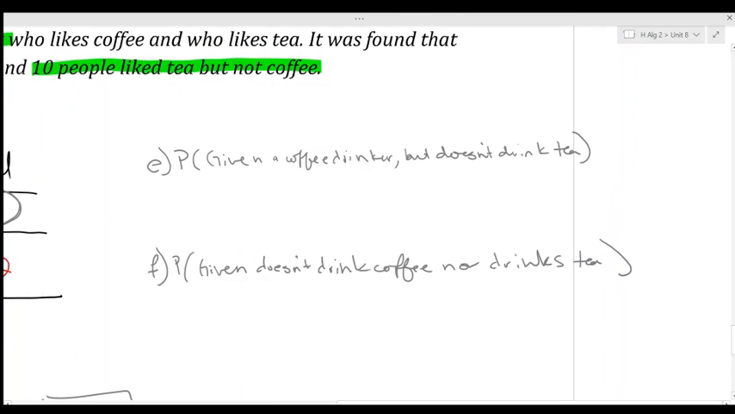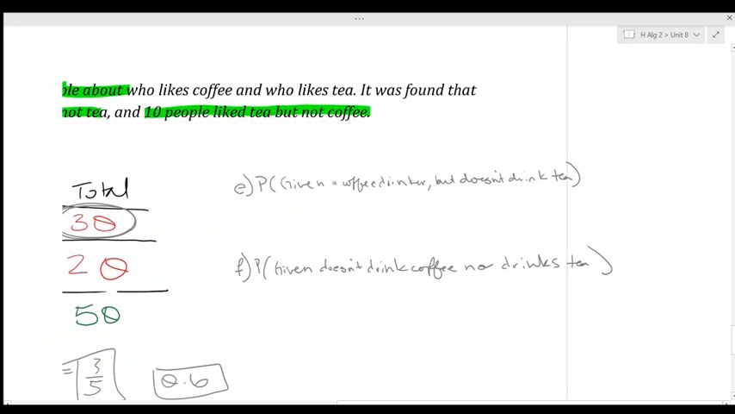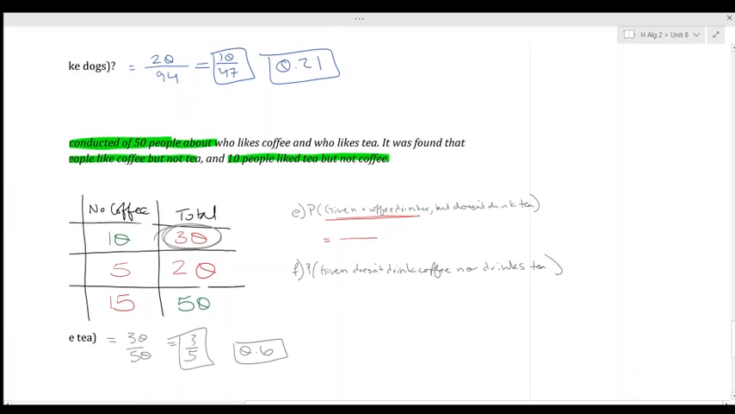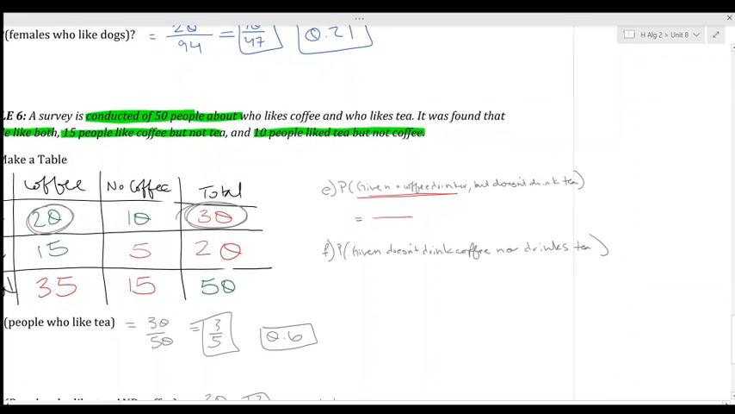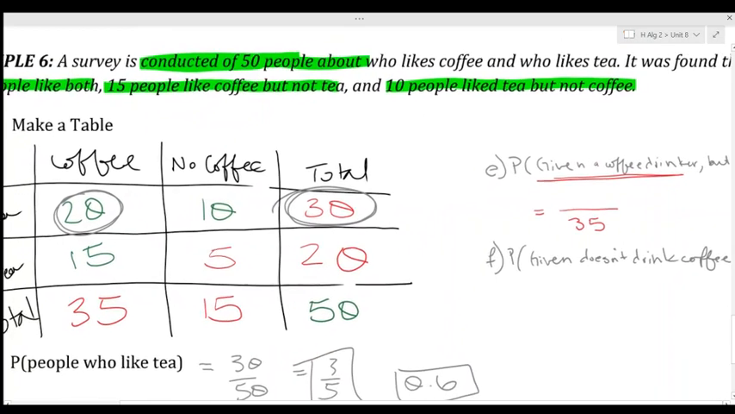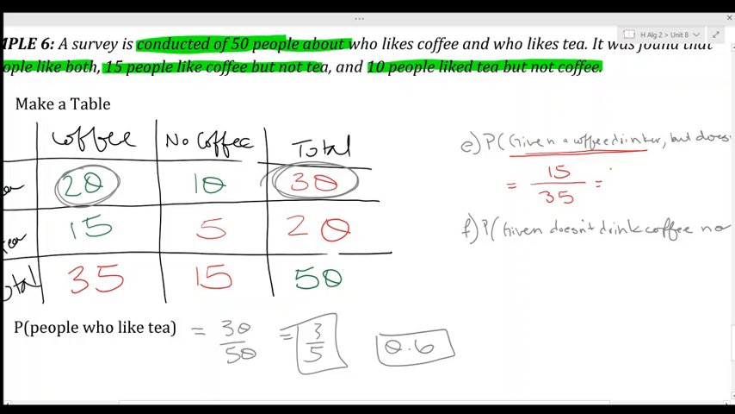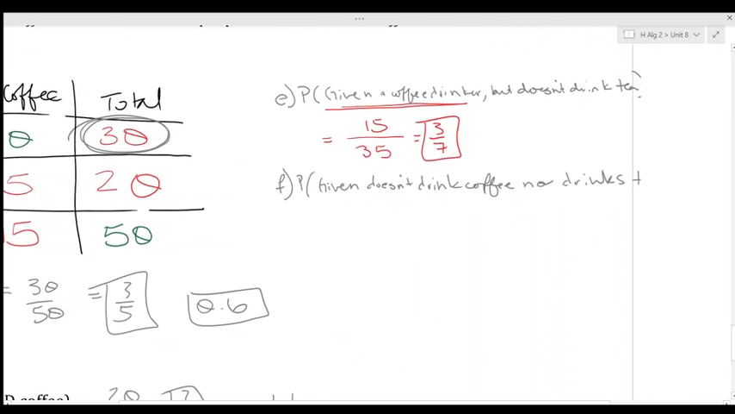Okay, now some conditional probabilities. So for letter E, I want you to write the probability given they're a coffee drinker, but they don't drink tea. Now, given they're a coffee drinker, that means this is going to be the bottom of our total. Okay, so the total number of coffee drinkers is 35, so that's the bottom of our total. But they don't drink tea, well, that's coffee but not tea, which in this case is the 15, so that's what goes up top. And this reduces to 3 over 7, and I don't have the decimal in front of me, so you'll have to do it on your own, sorry.